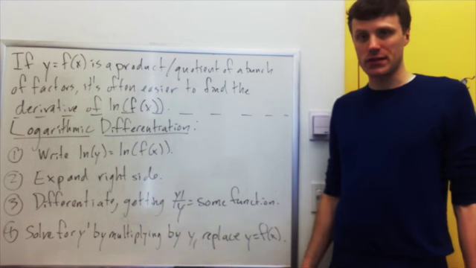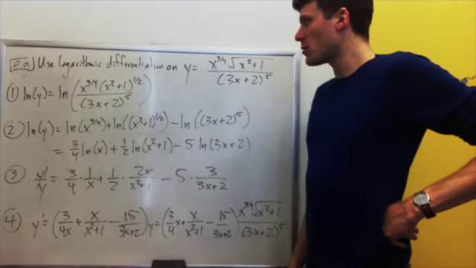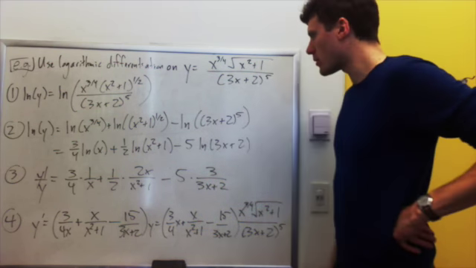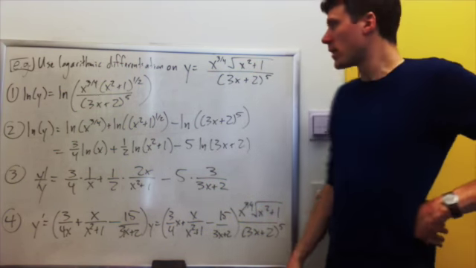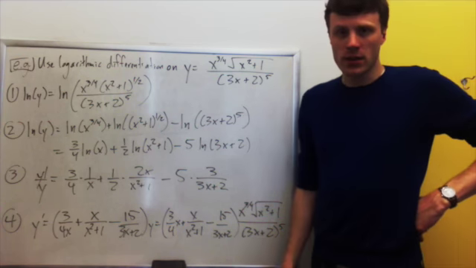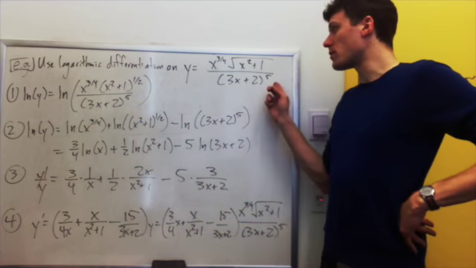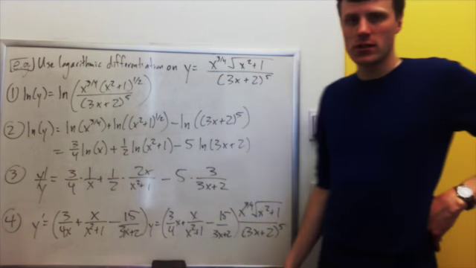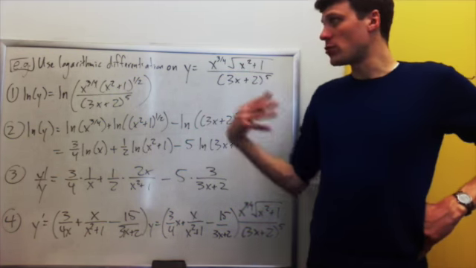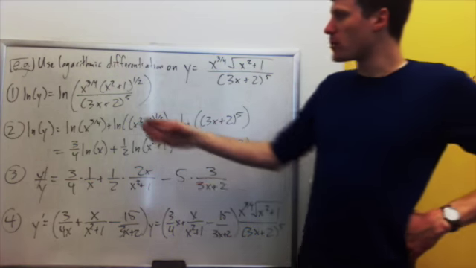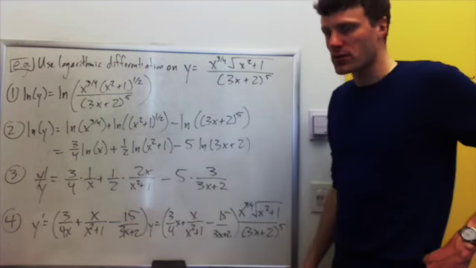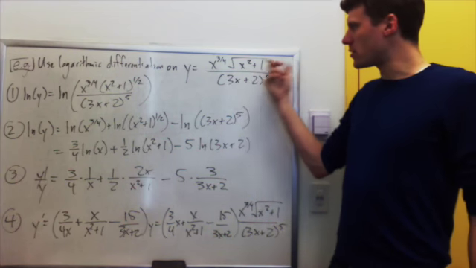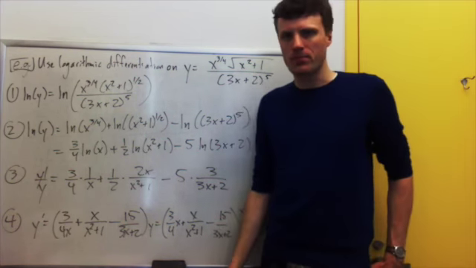Okay, so let's try this out. So let's use logarithmic differentiation on y equal to x to the 3/4 times the square root of x squared plus 1, all divided by 3x plus 2 to the 5th power. Now this is a product and a quotient, and each factor is something to a power. So first, I'm going to apply the natural logarithm to both sides. So we have log of y is equal to log of this thing, and I'm going to replace the square root with the 1/2 power.